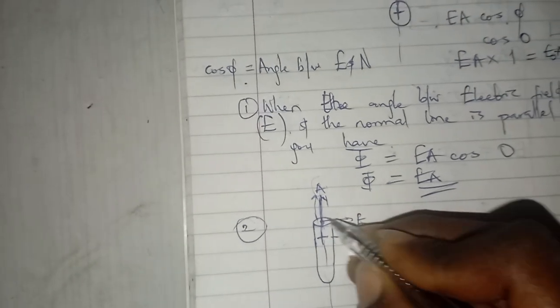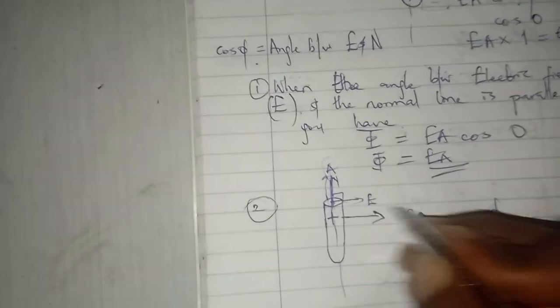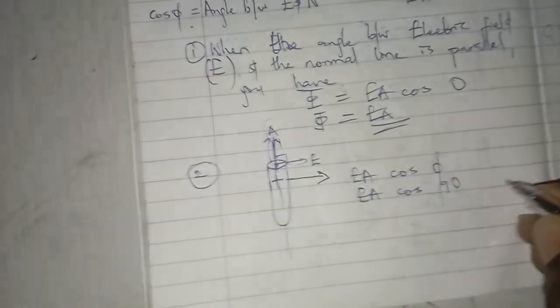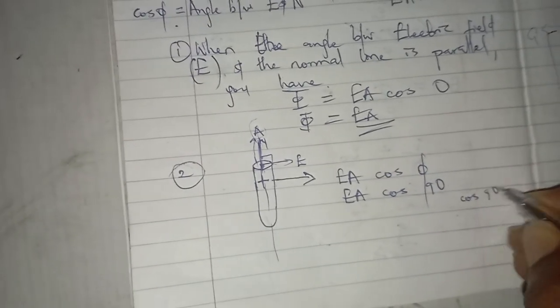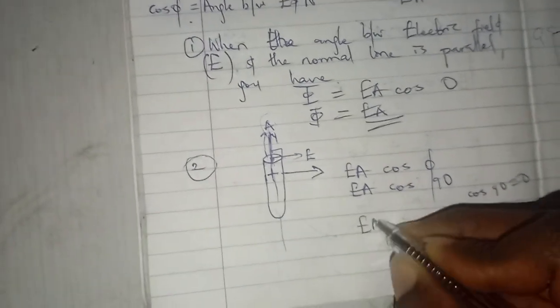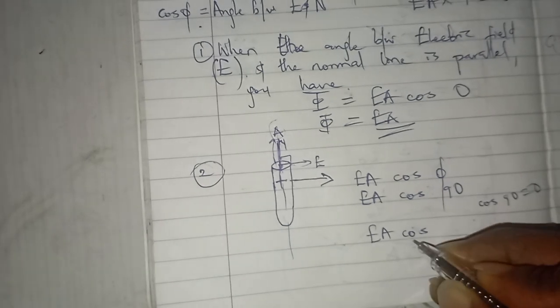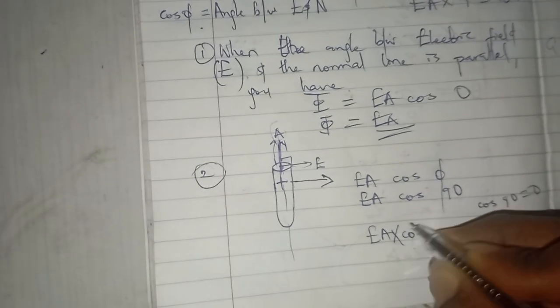And notice that the angle formed by this is 90 degrees. Remember we said that electric field moves this way in a cylinder, horizontally on the cylinder. So this will now be the same thing as saying EA cos 90. And we know that cos 90 is equal to 0. So EA times 0, sorry, will be equal to 0.